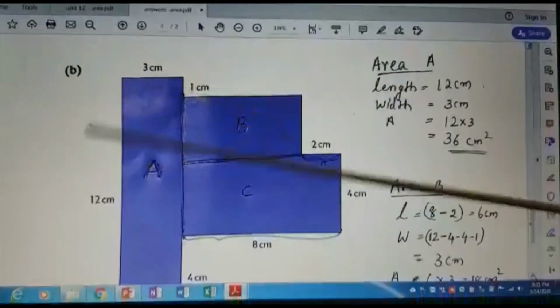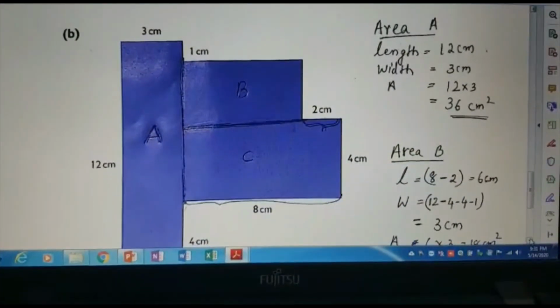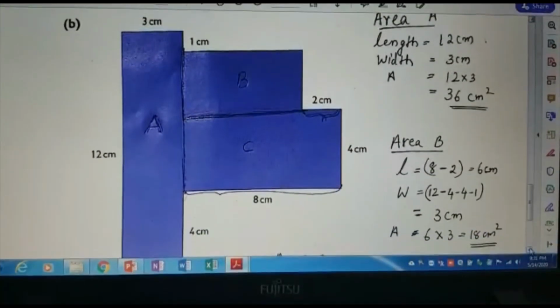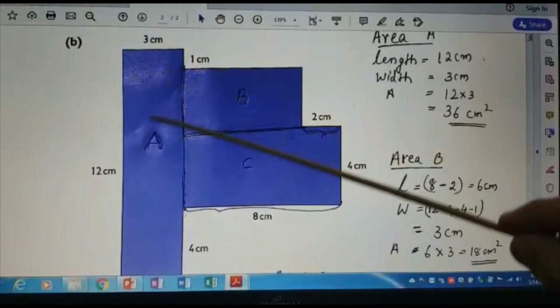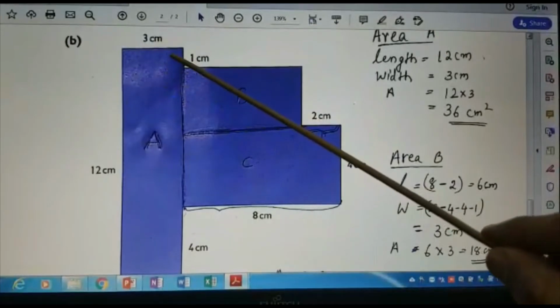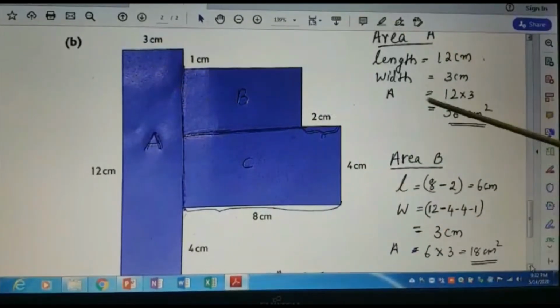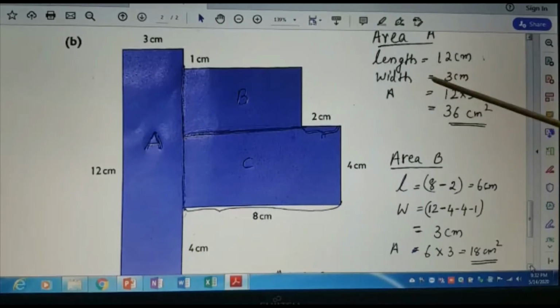So for A, what is the length? It is given to you. There is nothing, no confusions at all. So A, the length is 12 centimeter and what is the width? It is 3 centimeter. Is it? So area of A, length is 12 centimeter, width is 3 centimeter. So what is area? Area is 12 times 3, that is 36 centimeters square.